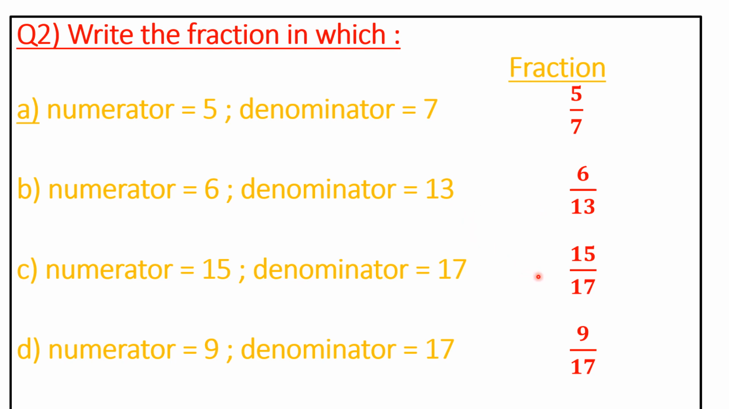Now in question C, numerator is above the dividing line, so it is your 15, and denominator is 17. So write 17 below the dividing line. So our fraction is 15 by 17. Here again numerator is 9, denominator is 17. So the fraction will be 9 by 17. So you write here 9 by 17. I hope it's clear. So all these questions you will do in your copy.